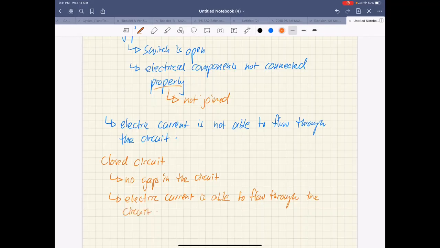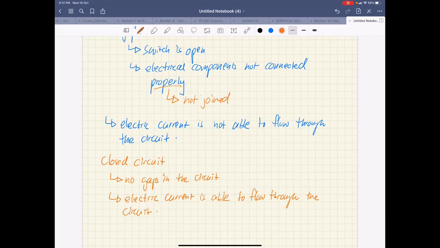Now, it's important to note the terms that I used. You see, I use terms like circuit open, circuit closed, no gaps, allow electric current to flow through the circuit. I want you to be very familiar with these terms and concepts, because they need to be included in your answers whenever you're trying to explain how the electric component is able to work or not to work.